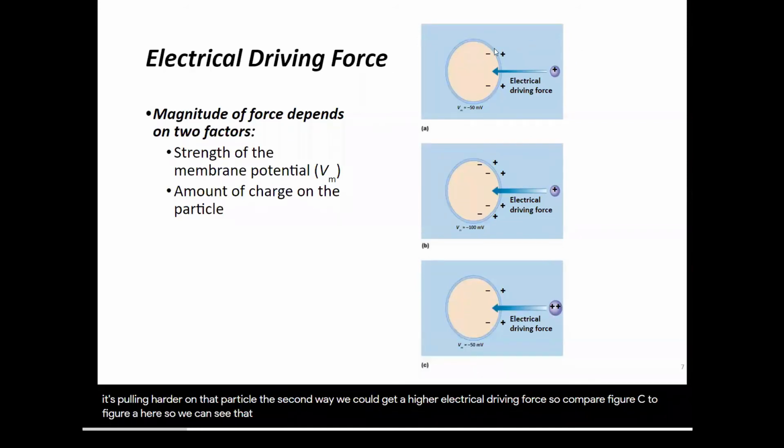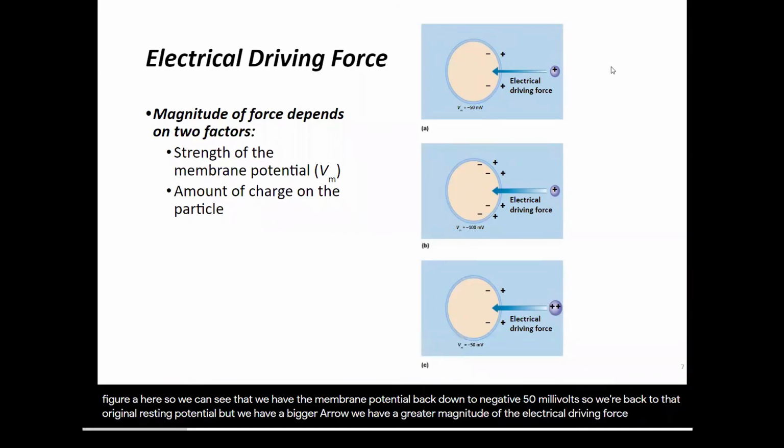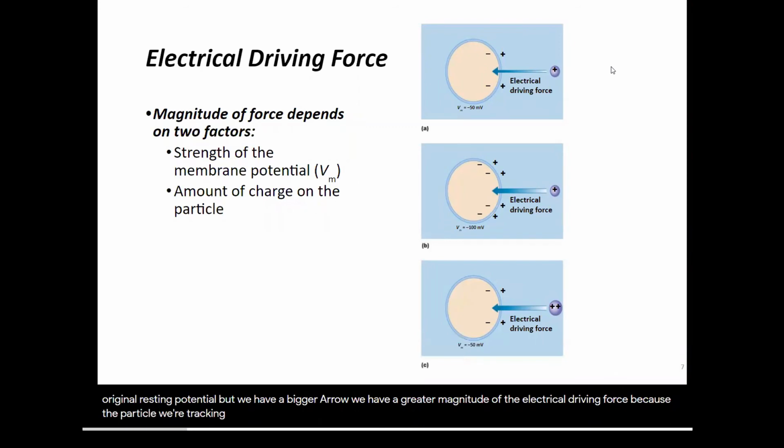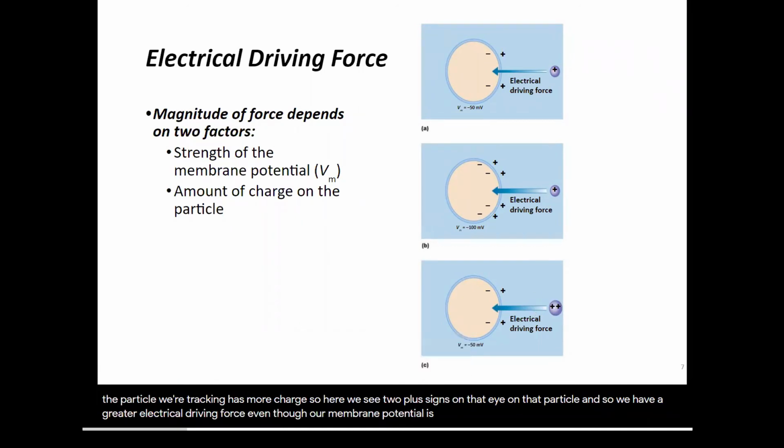The second way we could get a higher electrical driving force: compare figure C to figure A. We have the membrane potential back down to negative 50 millivolts, back to that original resting potential. But we have a bigger arrow, a greater magnitude of the electrical driving force, because the particle we're tracking has more charge. Here we see 2 plus signs on that ion. And so we have a greater electrical driving force, even though our membrane potential is the same.